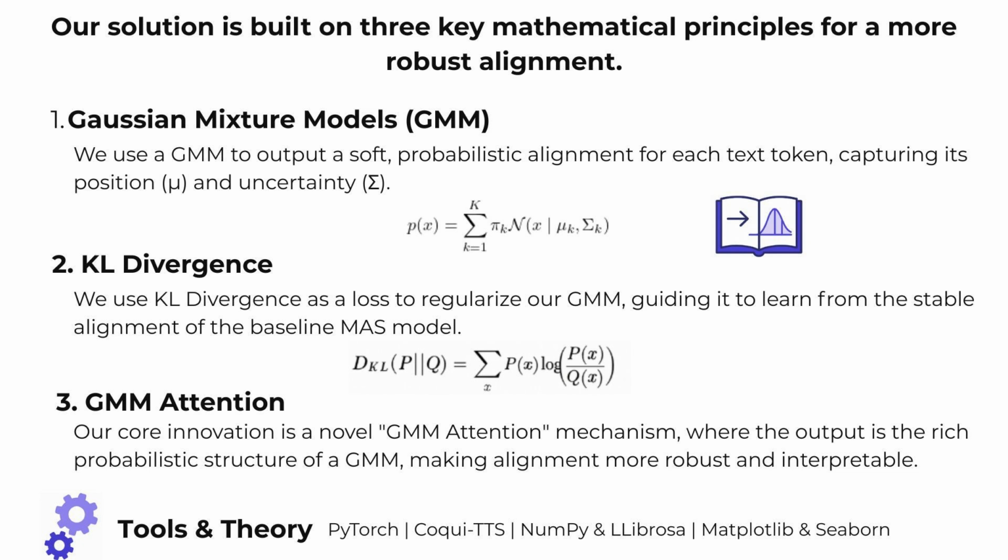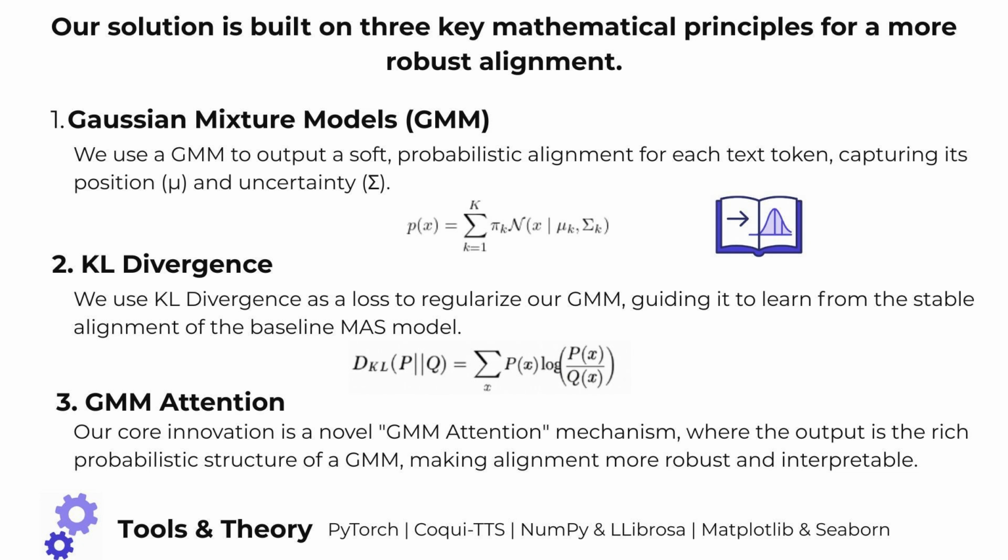Second is KL divergence. We use KL divergence as a loss function to regularize our GMM, guiding it to learn from the stable alignment of the baseline MAS model. The formula is given where P will be the GMM alignment and Q will be the baseline MAS model's alignment.